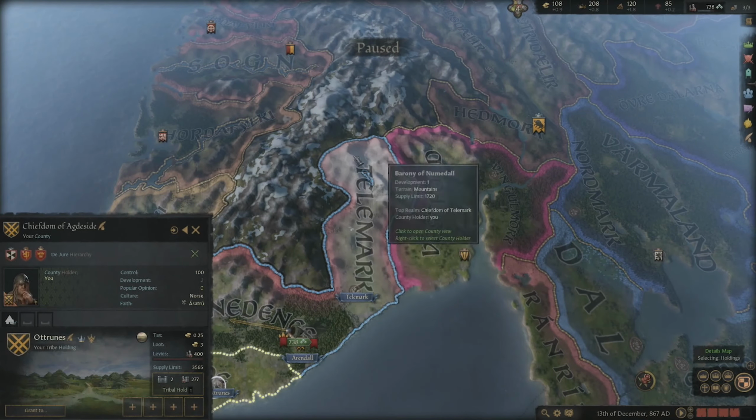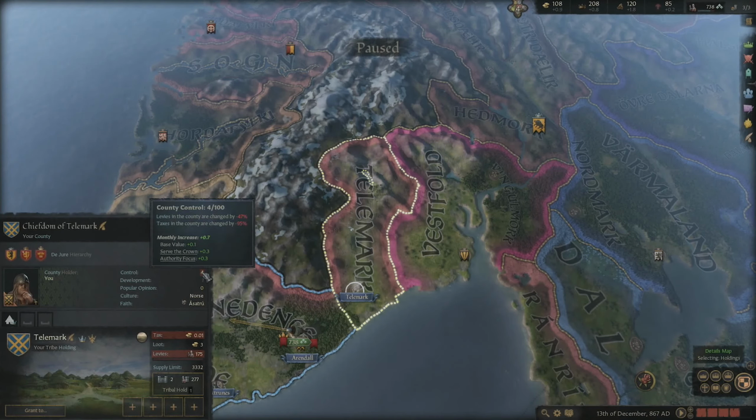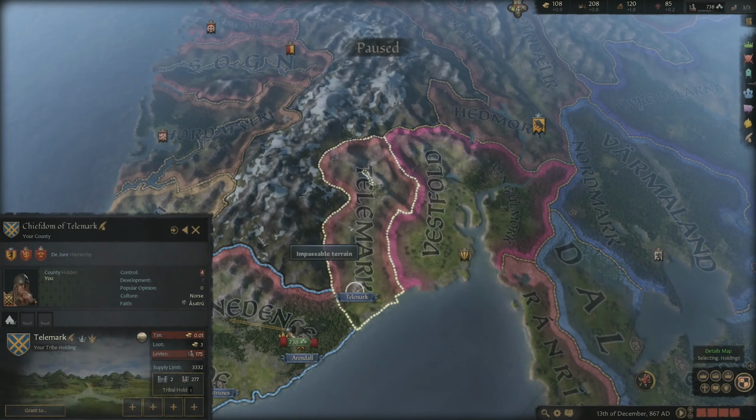Telemark, because it was recently conquered and it's pretty angry at us, has a control of 4. 4 is terrible. You'll see we're getting minus 95% taxes, which means we're not really getting that much money out of this area. Same with the levies. We're getting around 50%. We want maximum everything, right? We want as much as we can get. Now, control will come back over time.